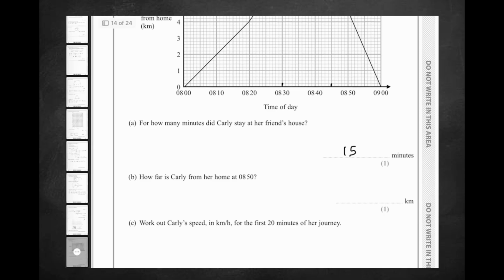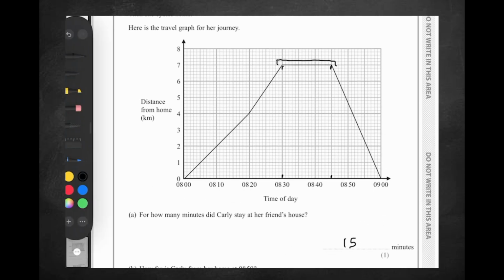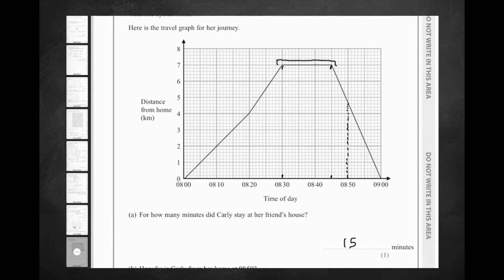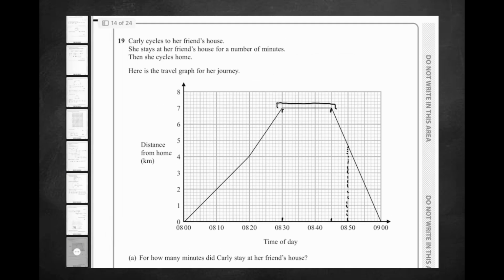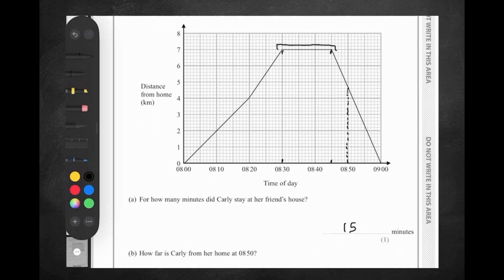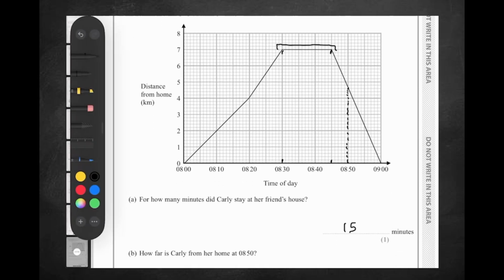How far is Carly from her home at 8:50? So we'll follow the graph up. At 8:50, we know that she left home in the first place. So we know that 0 is going to be her home. So we just need to basically count along here, which is going to be this here. Each square is 0.2 because it's 5 squares between one of these. So 4.6 is our answer.